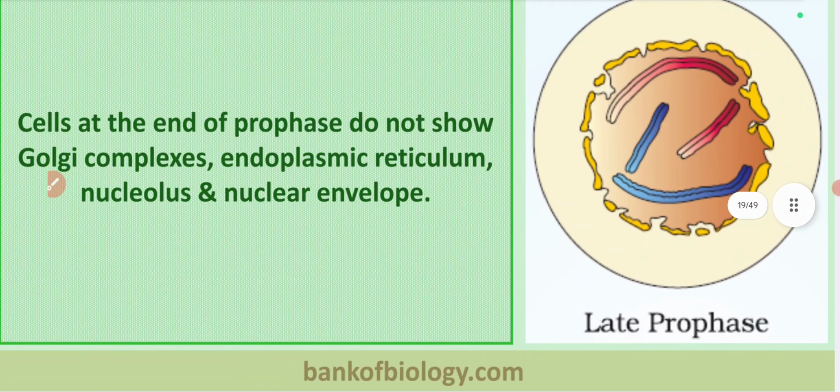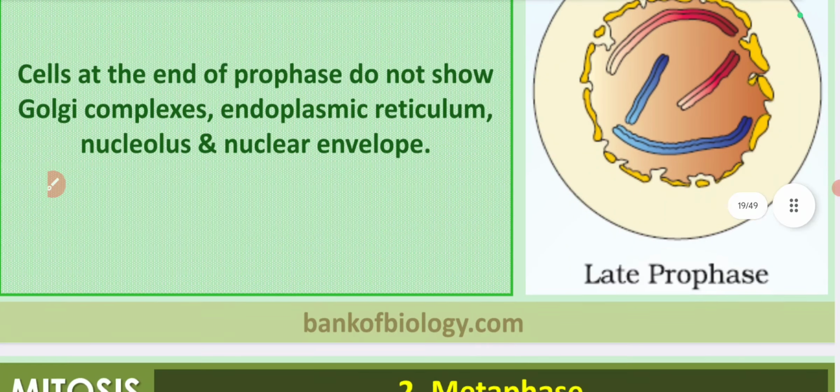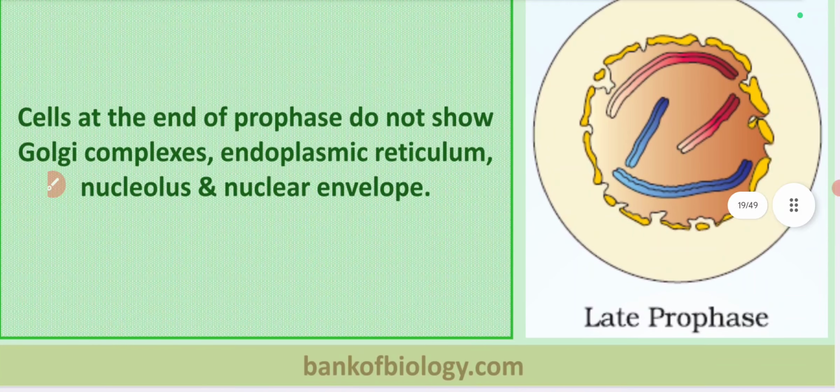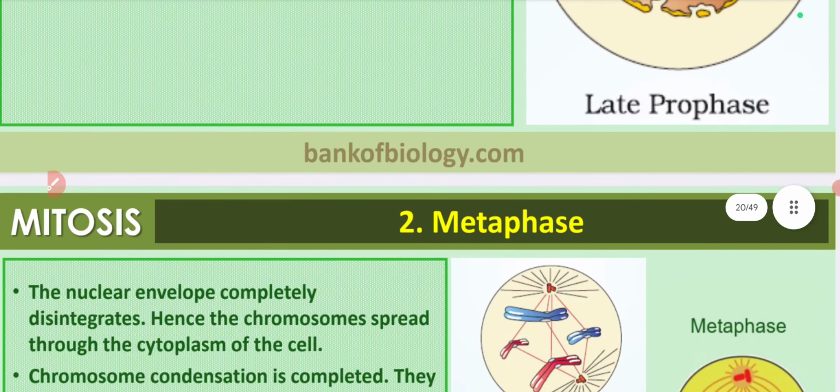Cells at the end of the prophase, as it is also said in your NCERT, do not show Golgi complexes, endoplasmic reticulum, nucleolus and the nuclear envelope. So at the end of the prophase, or we can say late prophase, cells do not have Golgi complexes, ER, nucleolus and nuclear envelope. Remember this point.